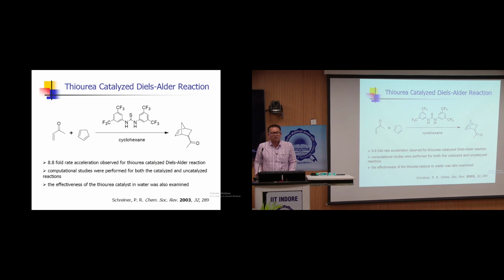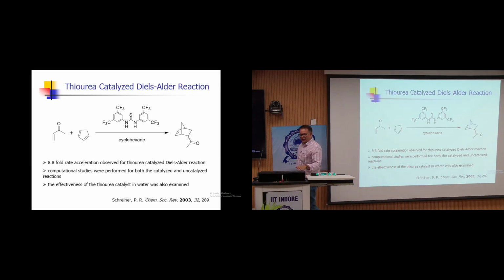What is a Diels-Alder reaction? It's a 4 plus 2 cycloaddition. Why have I kept this in the slide? Because this is the only example where we can say that it's not only heat and light which can drive a Diels-Alder reaction, but also an organocatalyst.